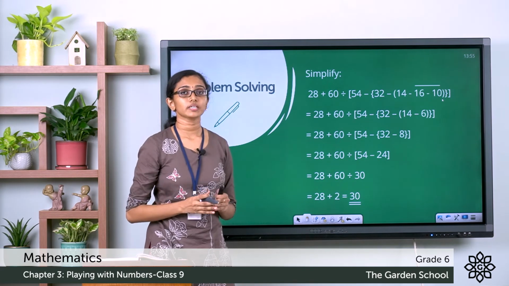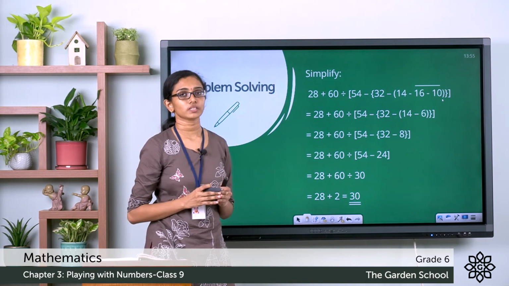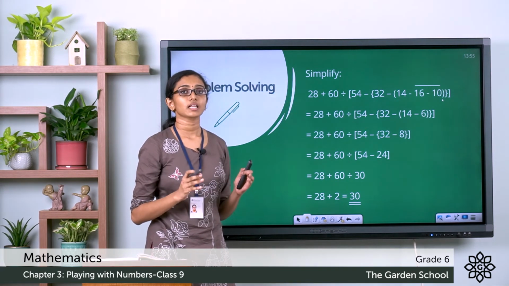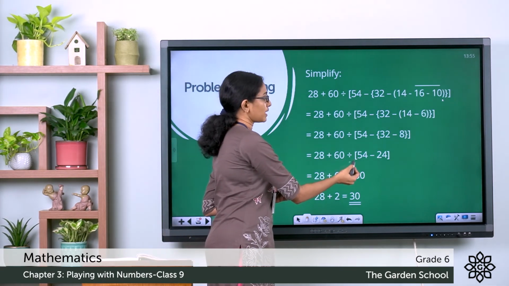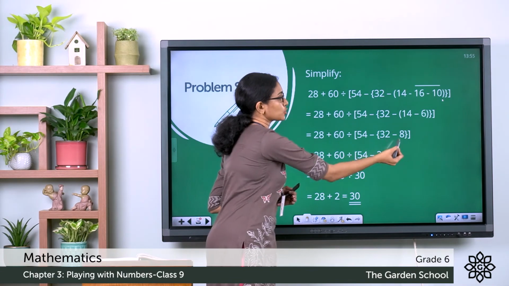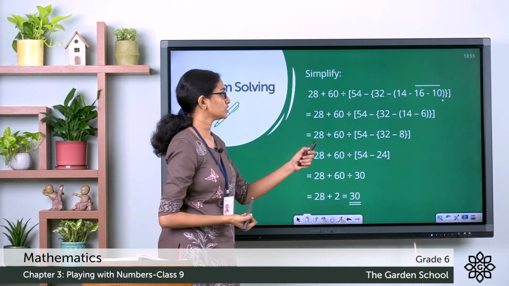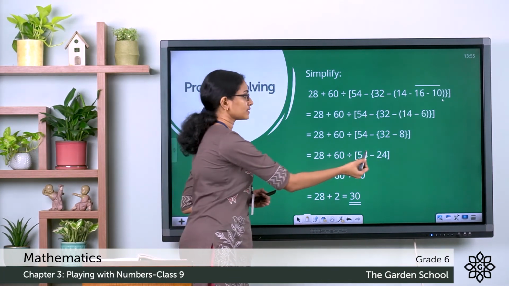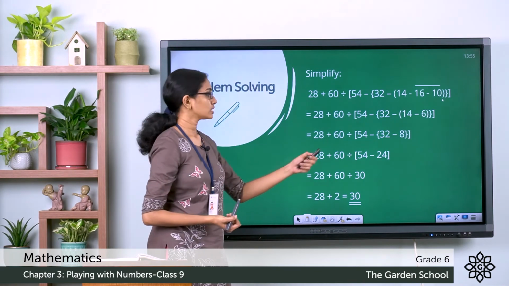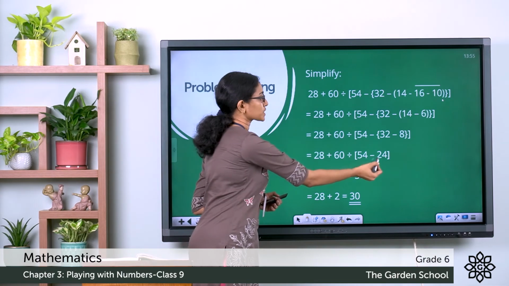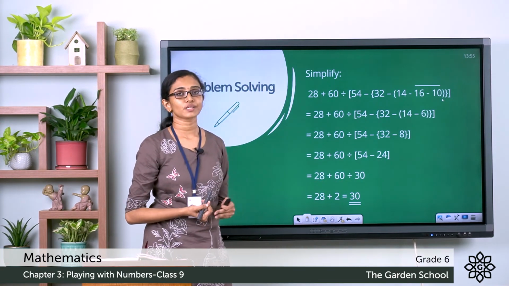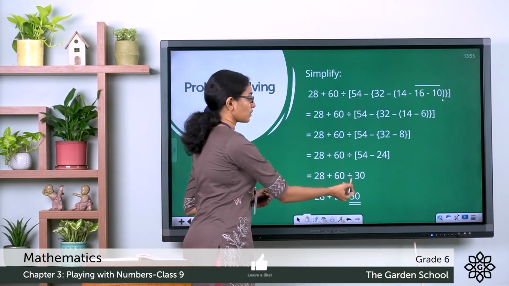Now the operation within simple brackets is also solved. Now the next one is the curly bracket. So this becomes 28 plus 60 divided by 54 minus 32 minus 8, that is equal to 24. So that we have substituted here. Then the square bracket. 28 plus 60 divided by, what is 54 minus 24? It is equal to 30. So that we have got here.